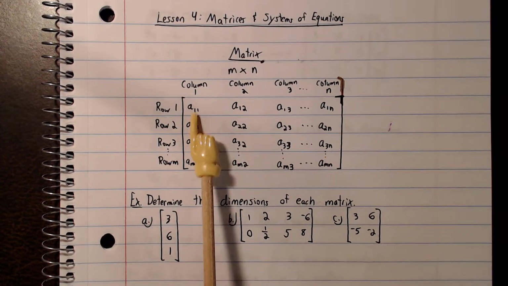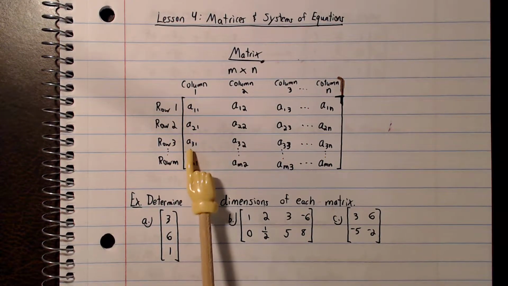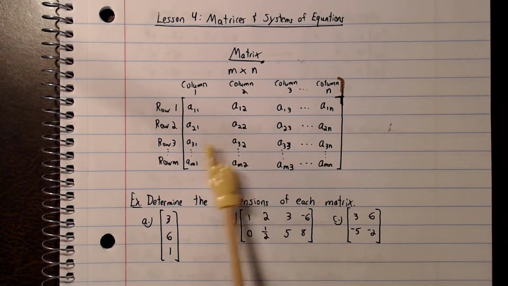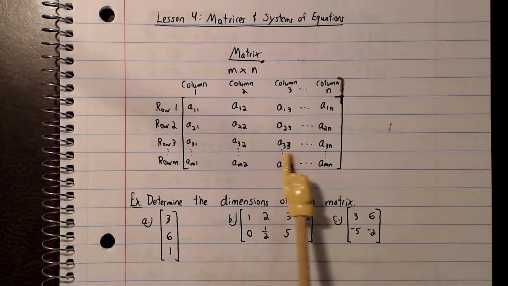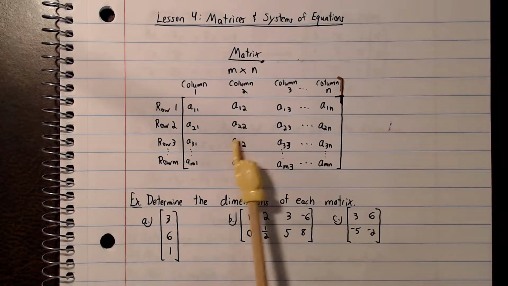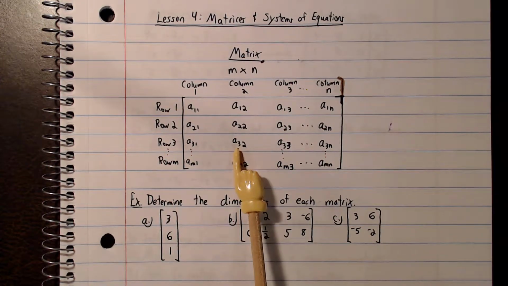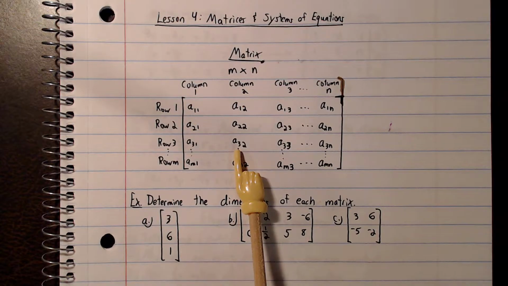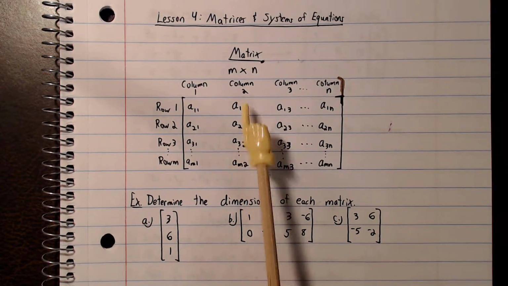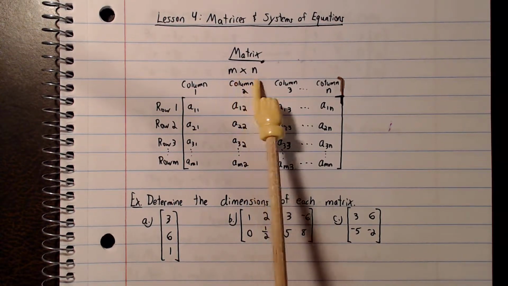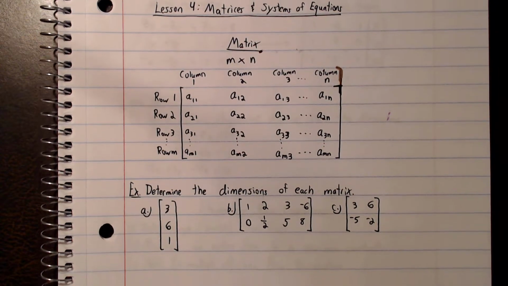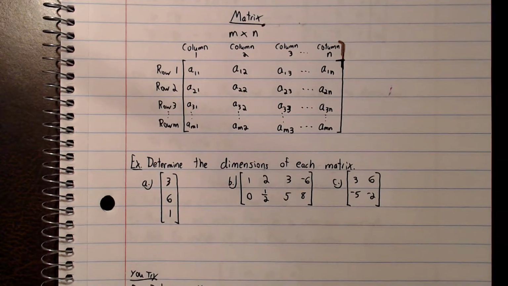We also have a pretty easy to use system to figure out which entry we're talking about. If we're talking about, say, this one right here, we know that it's in the third row and the second column because it has a little subtext here, 3, 2. First would be your row, second would be your column, which matches the m by n system. So that's how we can figure out the dimensions of a matrix.